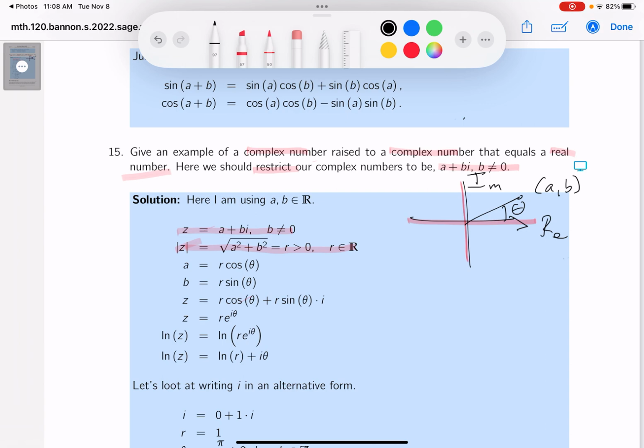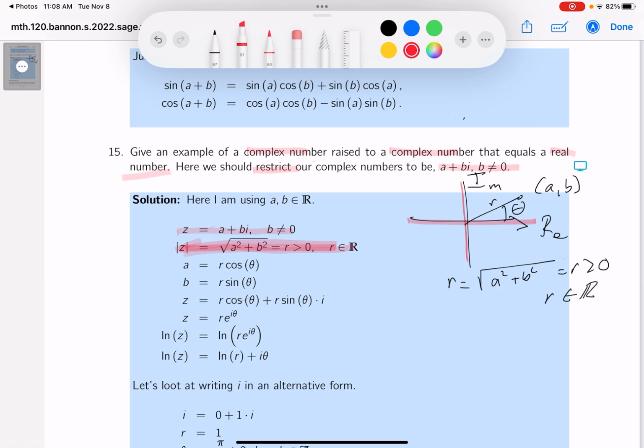And we've written this down before. The length is r over here, and r would just be equal to the square root of a squared plus b squared, and that equals r. And since b is not 0, this has to be greater than 0, by the way, right? And again, with the understanding that r is a real number, all right? So let me outline that. It's written over here.